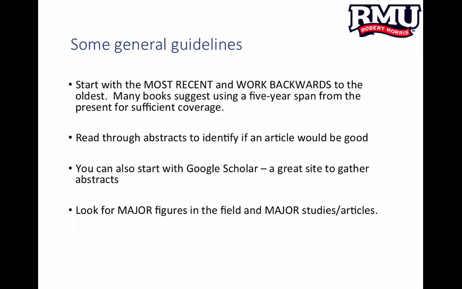Just some general guidelines when you're thinking about doing these types of searches. You probably want to start with the most recent works and work backwards. When you're looking at different textbooks and different folks that talk about literature reviews, they suggest using a 5-year span from the present. I don't hold fast to that. Sometimes I'll go back 10 years. It depends on what exactly you're looking at.